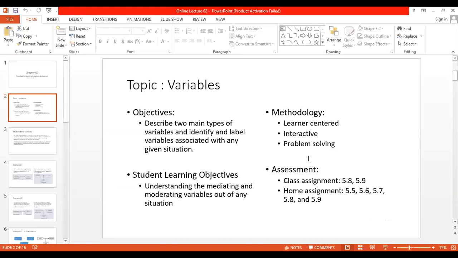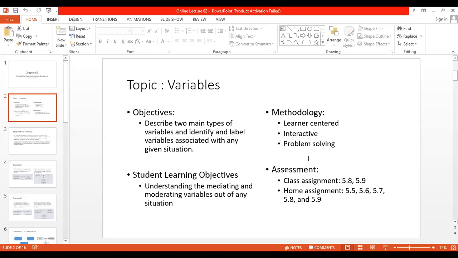Please check the assignments and assessment. We will be discussing two main variables in the remaining part of our lecture: moderating and mediating variables. We will discuss different situations in which we can take out the variables and understand how they behave with the other variables. Our objective is to understand the variables and their behavior in different situations. The methodology will be the same: learner-centered, interactive, problem solving.